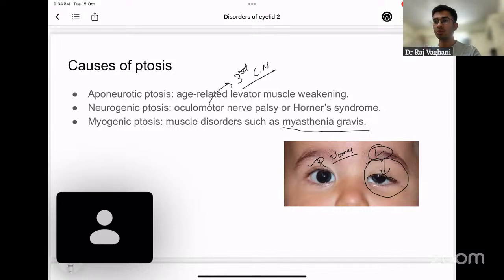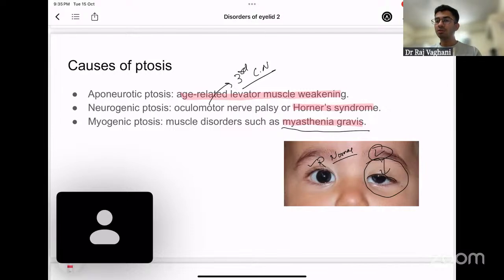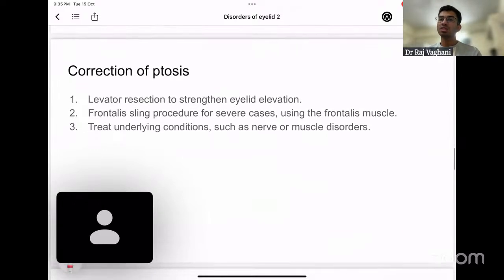The second one is the most important. Always remember the Horner syndrome part. Horner syndrome, myasthenia gravis, and age-related levator muscle weakening. These are the causes of ptosis. Myasthenia gravis, Horner syndrome, age-related weakening. Now coming towards the correction of ptosis.